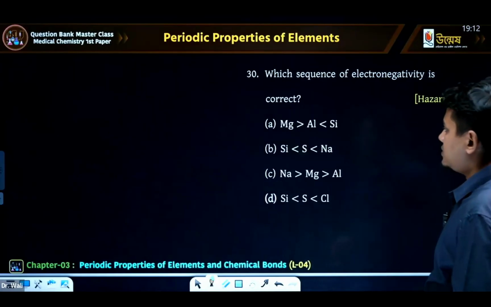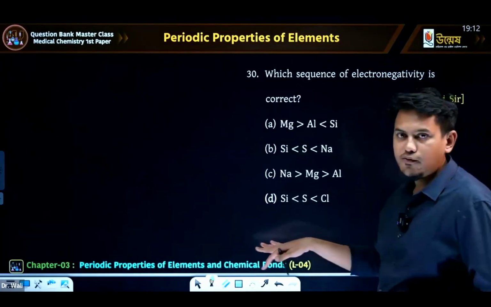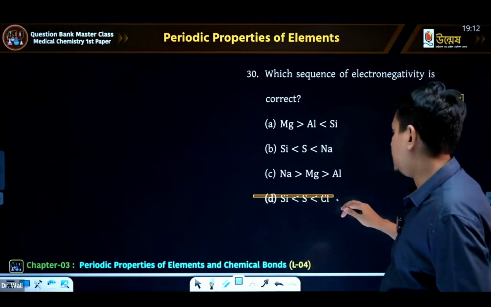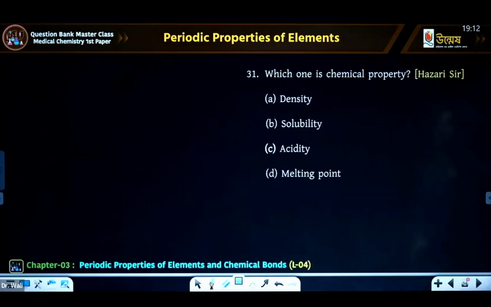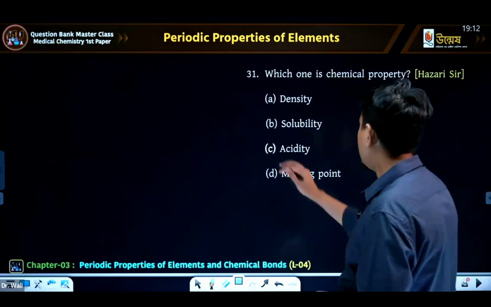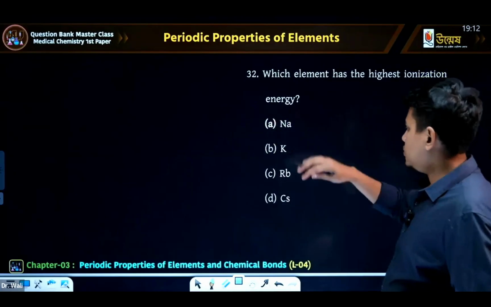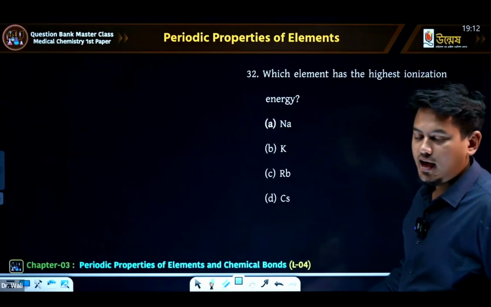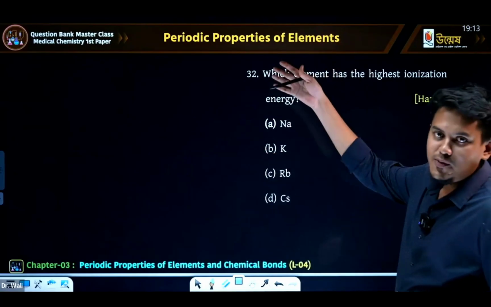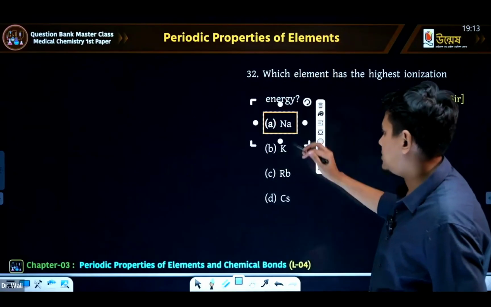Next, which sequence of electronegativity is correct? Silicon, sulfur, chlorine are all in the same period, so we can easily say that chlorine shows the highest electronegativity. Which one is a chemical property? Certainly acidity is a chemical property. Which element has the highest ionization energy? Sodium, potassium, rubidium, cesium are all members of the same group, so the topmost member will show the highest ionization energy. In this case, the answer will be sodium.